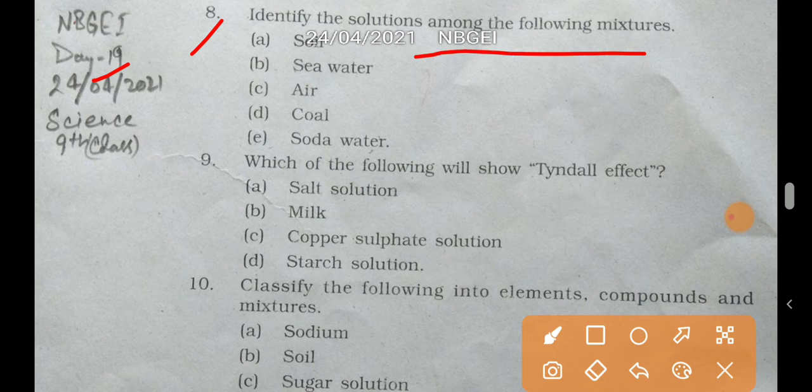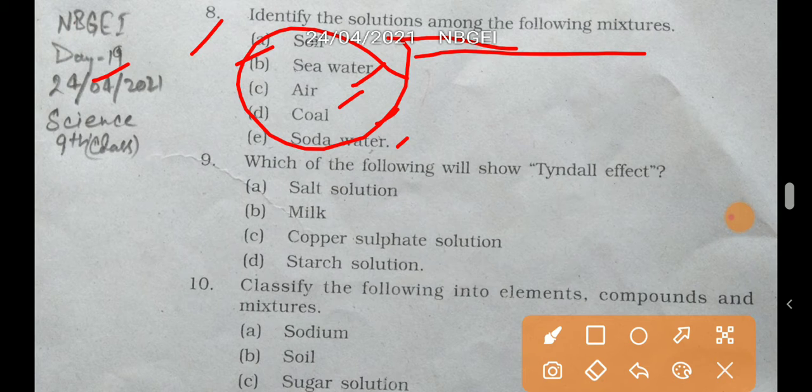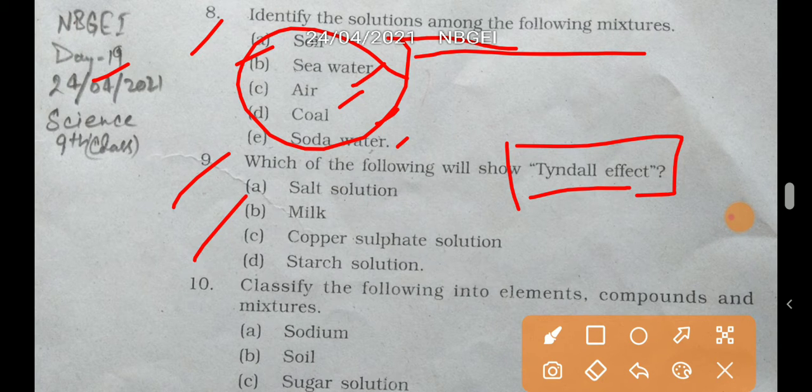Identify the solution among the following mixtures. So you have to identify the solutions among the mixtures: soil, seawater, air, coal, soda water. And in question number 9, which of the following will show the Tyndall effect? You have read about the Tyndall effect, we have discussed it in our previous classes. So you have to identify which of these examples follow the Tyndall effect: salt solution, milk, copper sulfate solution, and starch solution.